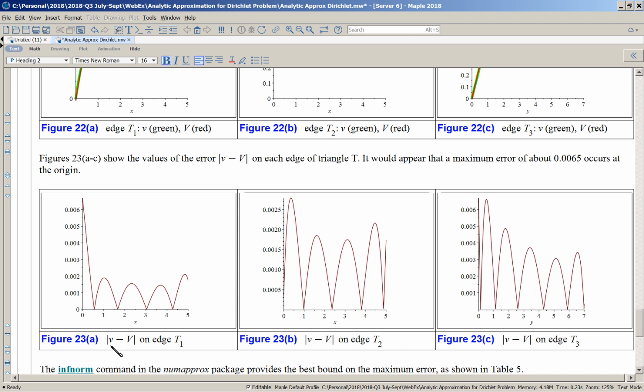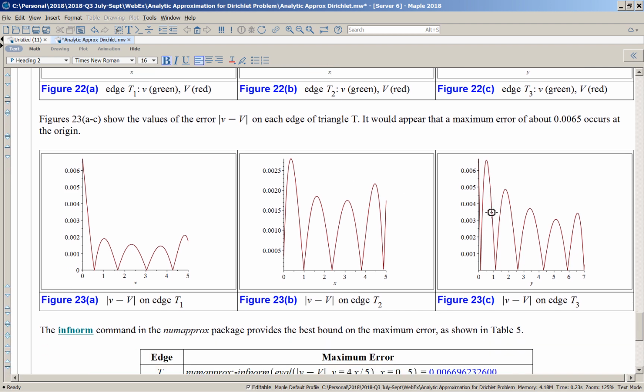This is a set of graphs of the absolute value of the difference between the exact and approximate, looking just on the boundary. You can see the worst error seems to be on the order of 7/1000ths. This is less than that. This is on the order of 7/1000ths.